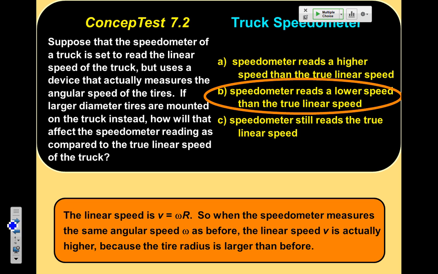Okay? Yeah, with me on that? I always have to think through it. If I put bigger tires on, the truck actually goes faster, given the same angular speed of the hubs or whatever. But your speedometer reports a lower speed than what you're actually traveling. Yes? Sort of? All right.